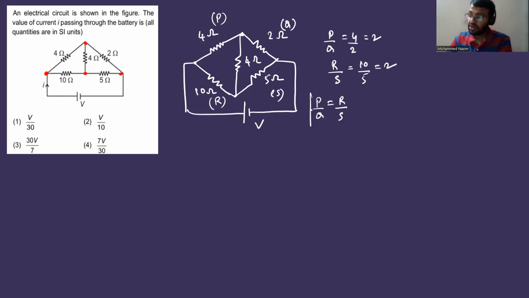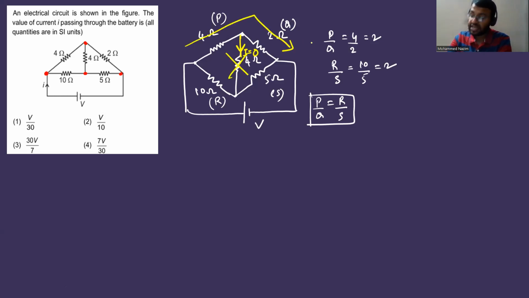So if P by Q equal to R by S, then we used to have a galvanometer here in the derivation. So no current will be flowing through the galvanometer. So that branch is redundant, can be removed. Here, instead of galvanometer, what are we having? We are having this resistor. So no current is going to flow in this resistor. So current is going to be 0. Then the bridge is said to be balanced. So this resistor can be safely removed.